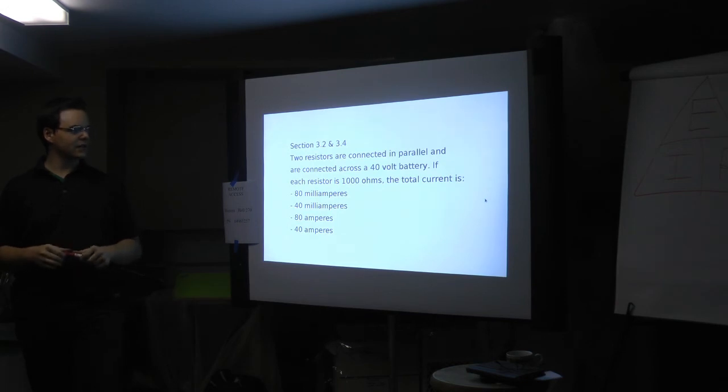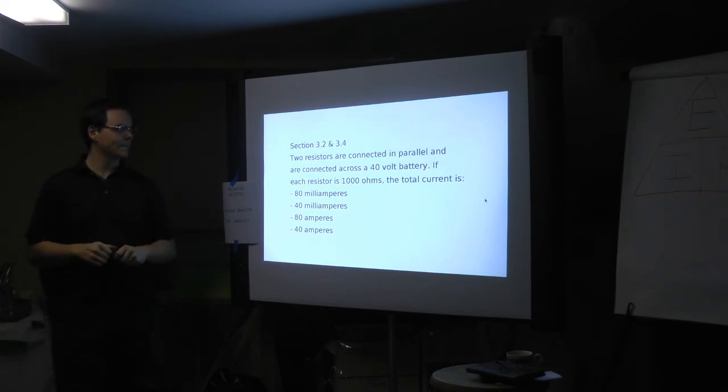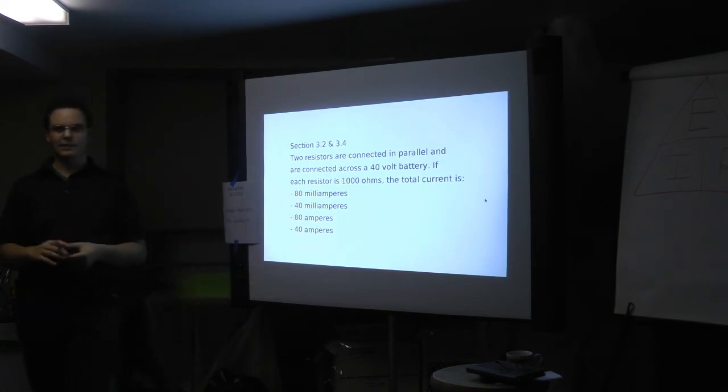If each resistor is 1,000 ohms, the total current is... Everybody stumped, or everybody just calculating? I may be wrong, I was going to say 40 amps. I'm going the other way, I'm going to go 40 milliamps. All right, let's see what we get.